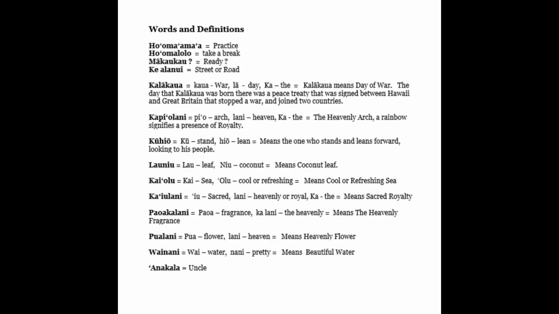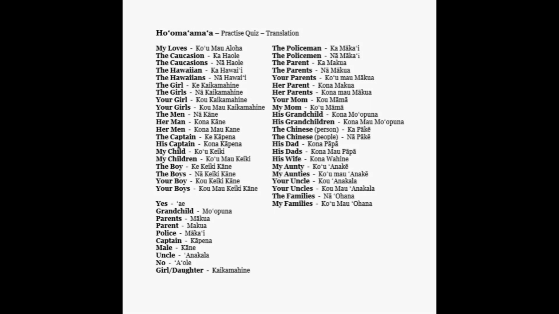So when you're in Hilo, you can see the pio, the two arches, the bridges in the Wailoa Park. And Kūhio, kū is to stand, hio, lean, means one who stands and leans forward looking at his people. So you can go down the rest of these and pronounce them. If you have trouble pronouncing, go back to the beginning and look over the vowels, A, E, I, O, U, and practice the hakalama. Now, the next part is a practice quiz.